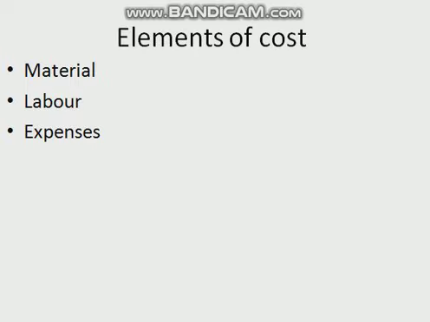So in today's class we discussed three elements of cost: material, labor and expenses, and there are two components, direct and indirect, and the difference between direct cost and indirect cost. I hope you all understood.